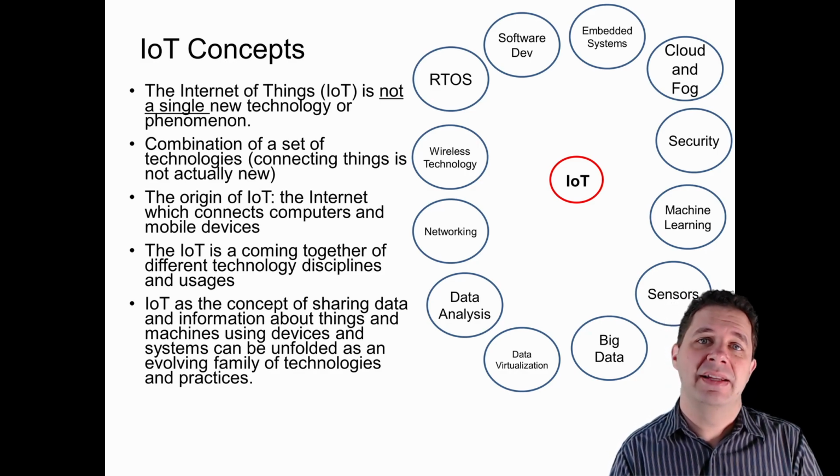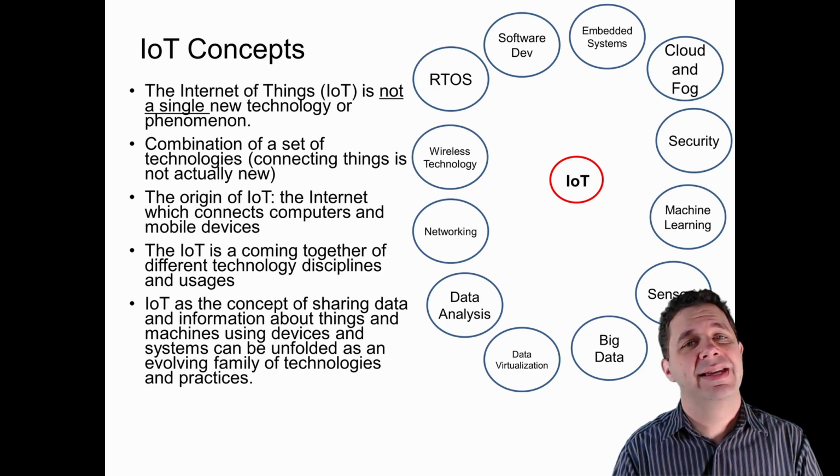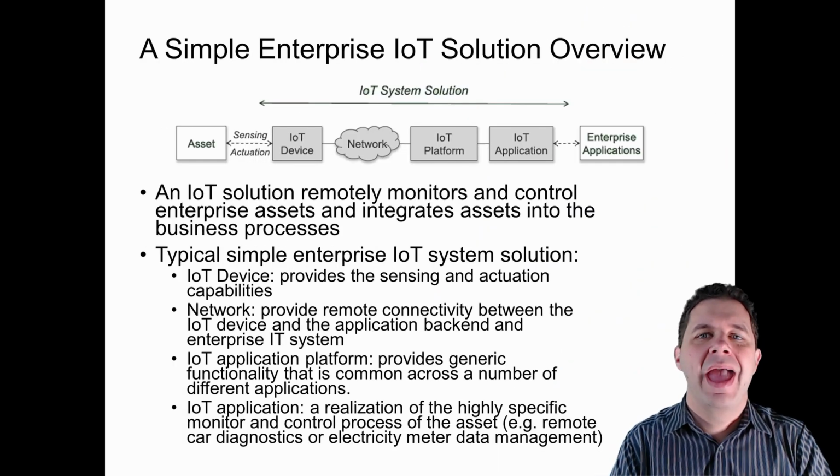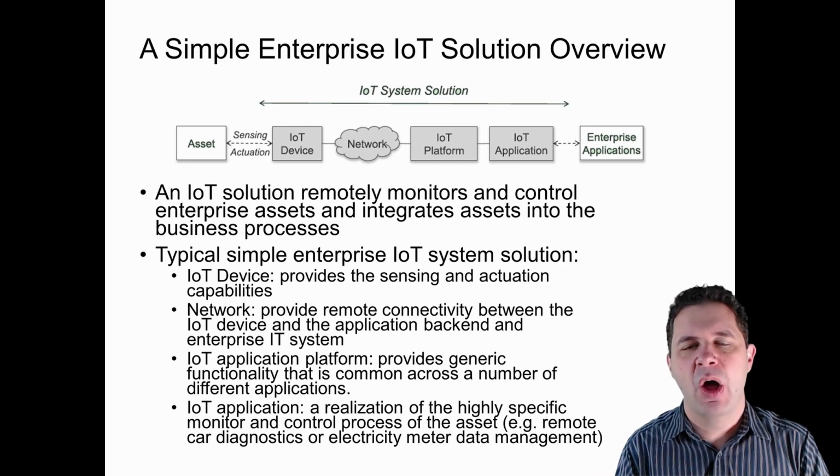We have software that we need to control these things, and also security layers on these things to make sure our data is not compromised. Now we'll briefly look at how IoT looks from an enterprise system.